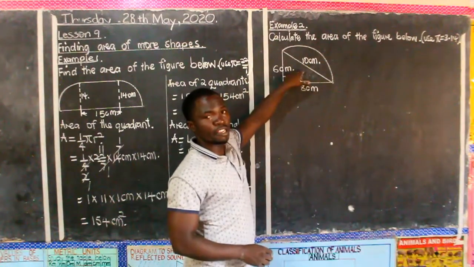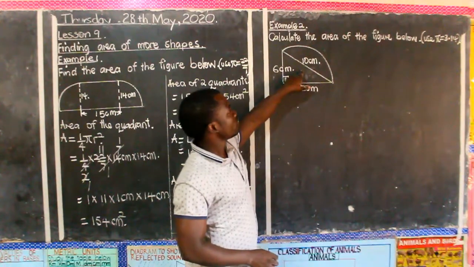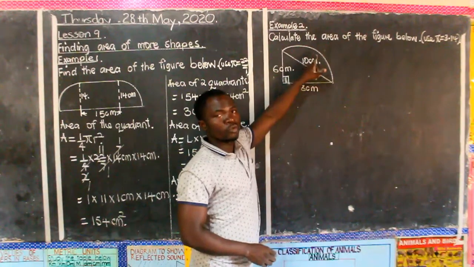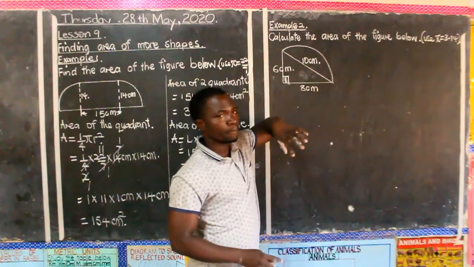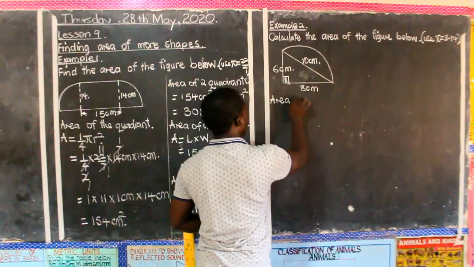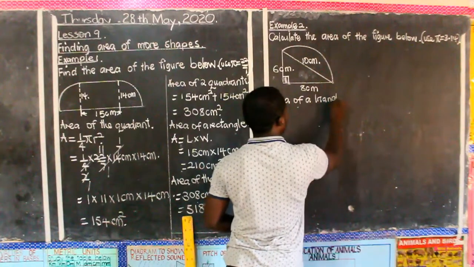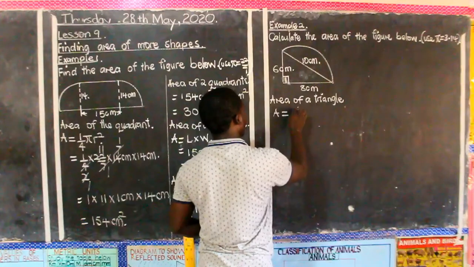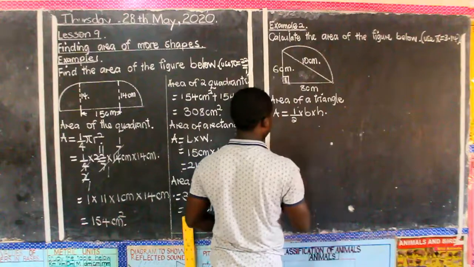We shall first get the area of the triangle. After that, we shall go on and find the area of the semicircle. Then we add those areas to get the area of the whole figure. This is what I'm talking about. We shall say area of a triangle, and the area of a triangle, we say area equals a half times base times height.